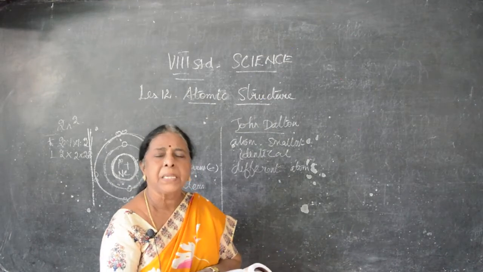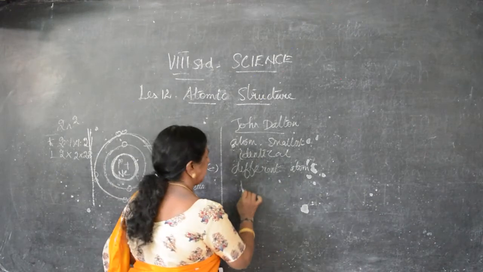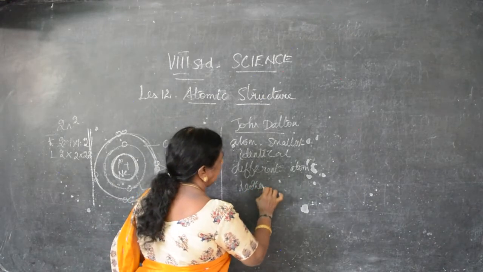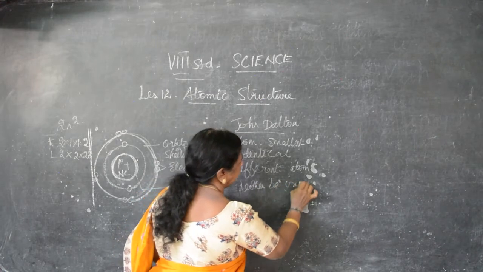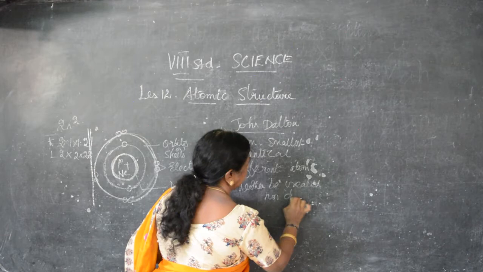And the fourth point, what is said? Atoms can neither be created nor be destroyed. You cannot make or divide it. Neither created nor destroyed. Know the meaning of that?